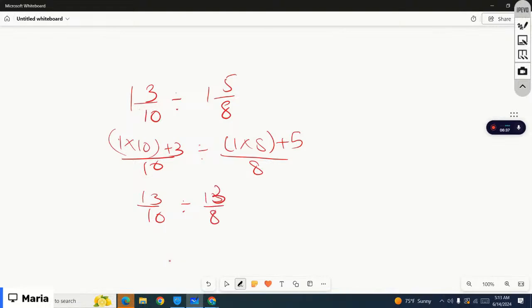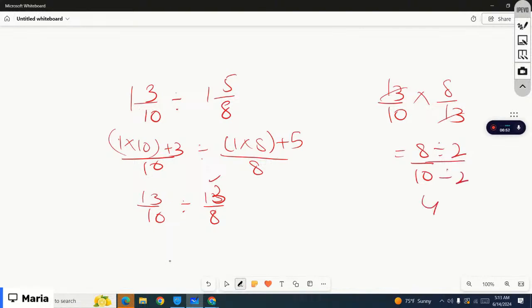Convert the division sign to multiplication. So 13 over 10 multiplied by 8 over 13, taking the reciprocal of this fraction, right? So 13 times 1 is 13. You are left with 8 over 10. You can divide them by the greatest common factor, that is 2. So 2 times 4 is 8 and 2 times 5 is 10.